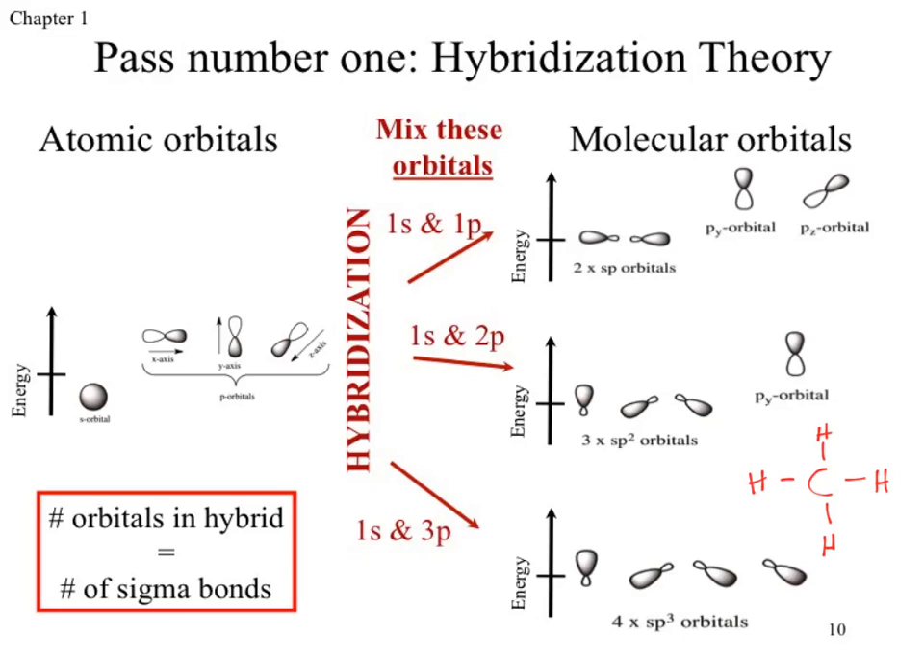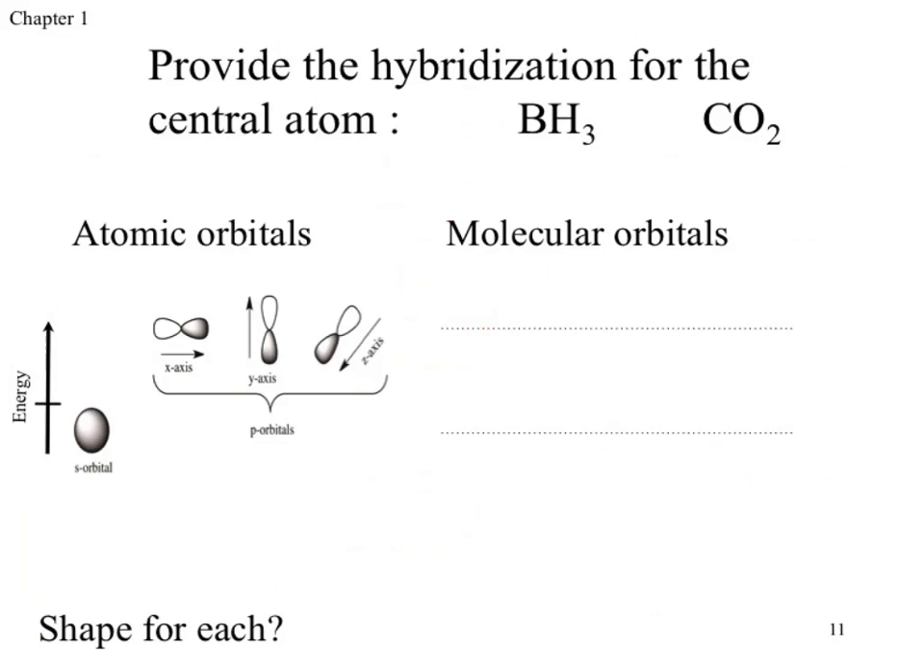What's the other type of bond? Don't tell me double now. Pi. Sigma to pi. Where did pi come from? That's a bit interesting. So let's take a look at that. So we looked at the BH3 already, so let's take a look at CO2. We've drawn out CO2 a whole bunch of times.